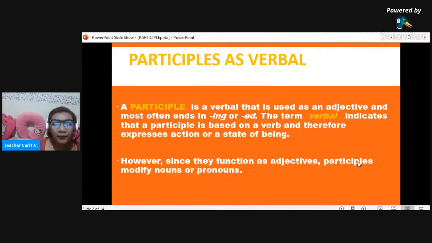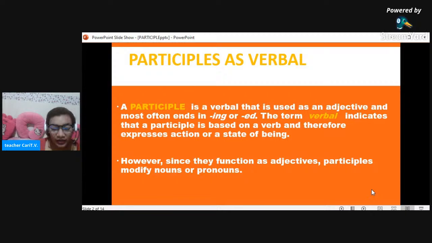So what is a participle? A participle is a verb that is used as an adjective and most often ends in -ing or -ed. The term verbal indicates that a participle is based on a verb and therefore expresses action or state of being. However, since they function as adjectives, participles modify nouns or pronouns. And let us see more about participles.